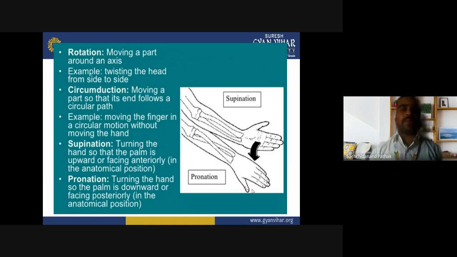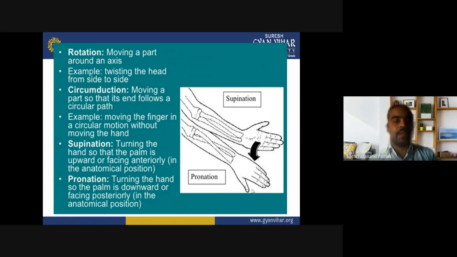Rotation, you are very familiar with the term. Moving a part around an axis, like twisting the head from side to side. That is rotation. Circumduction is moving a part so that its end follows a circular path, like moving the finger in a circular motion. If you move the finger in a circular motion without moving the hand, that is called circumduction.